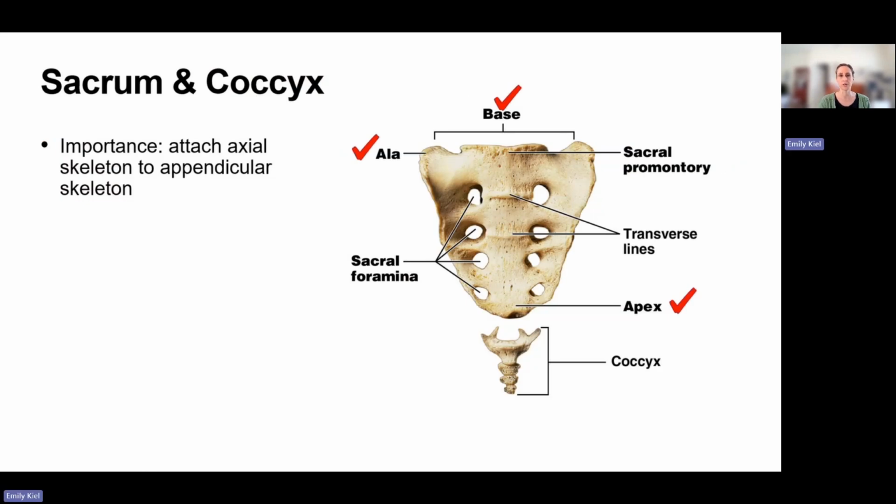Here is your sacrum and your coccyx. Important to attach the axial skeleton to the appendicular skeleton. You have your base, which is wide. Your apex is narrow, and you have your ala, that comes from the word for wings. You have a sacral promontory here, and then sacral foramina as well, that are openings.